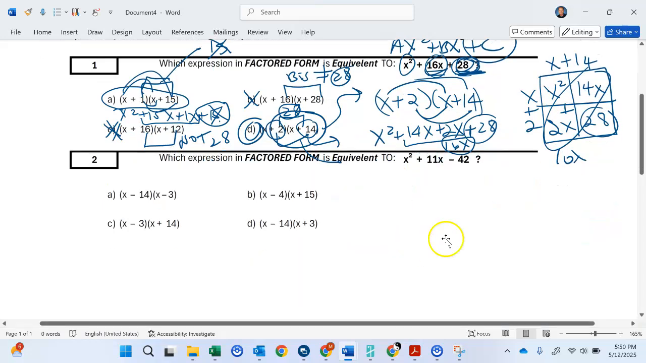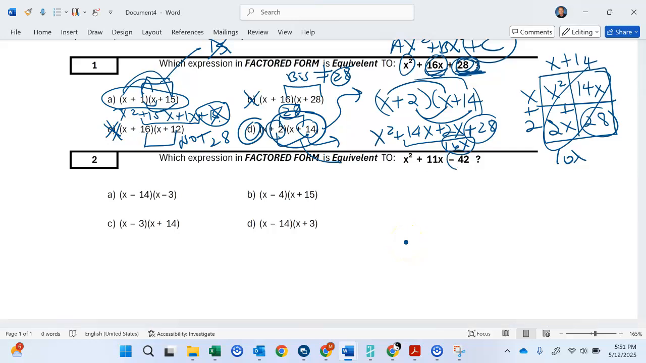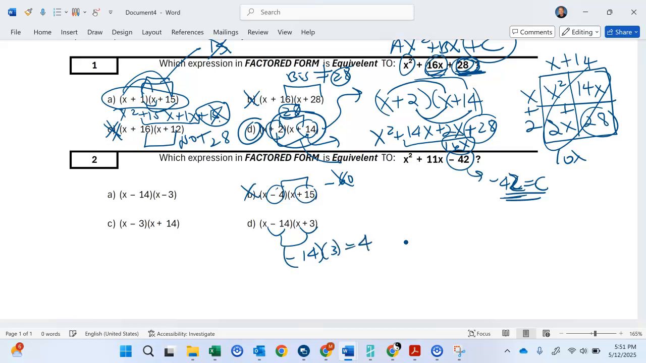Let's try it over here. So when C is this one, negative 42 equals C, correct? Negative 42. So what is this one? Negative 4 times 15 is negative 60. So this is negative 42, so this is wrong. B is wrong. This one here, negative 14 times 3, if I multiply those together, that is equal to negative 42.